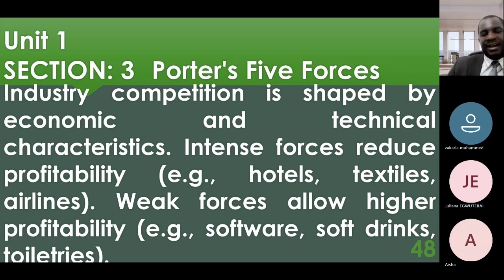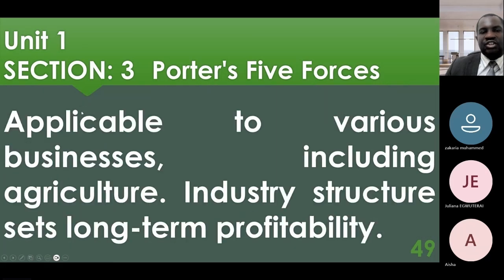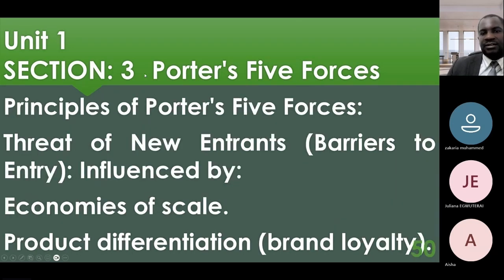Okay, so weak forces allow higher profitability. For example, software, soft drinks, toiletries. Weak forces allow higher profitability, and where you have perfect substitutes for software or soft drinks, like we spoke of Coke and toilet rolls, they have to be careful not to lose their market share. So it's applicable to various businesses, including agriculture. Industry structure sets long-term profitability in these models.